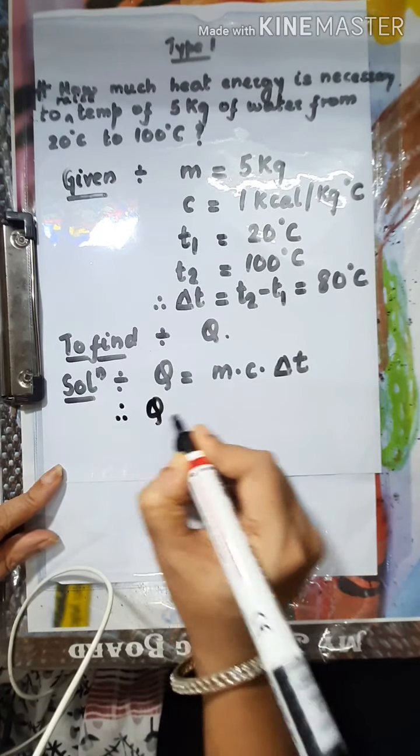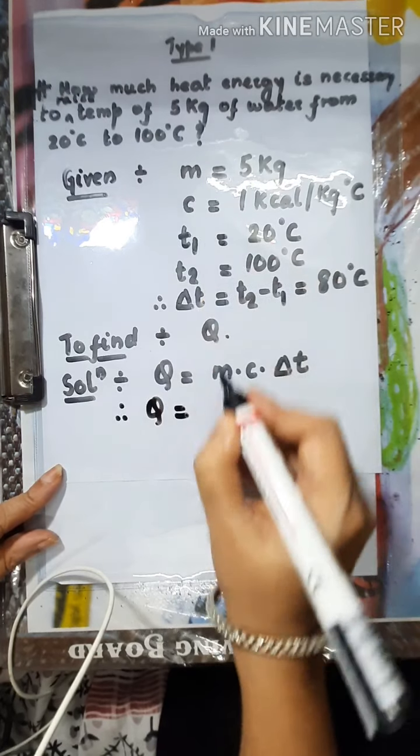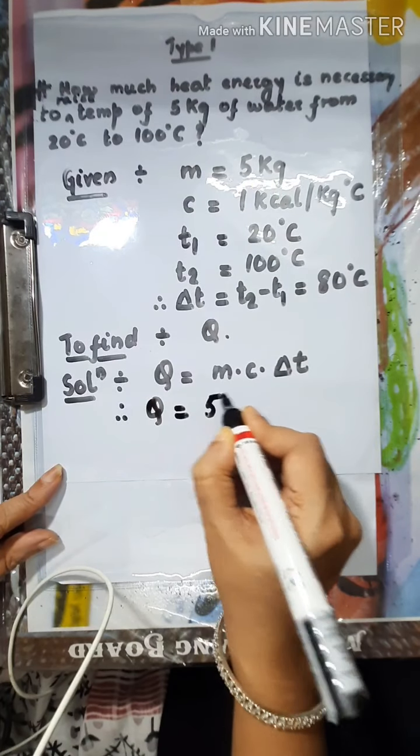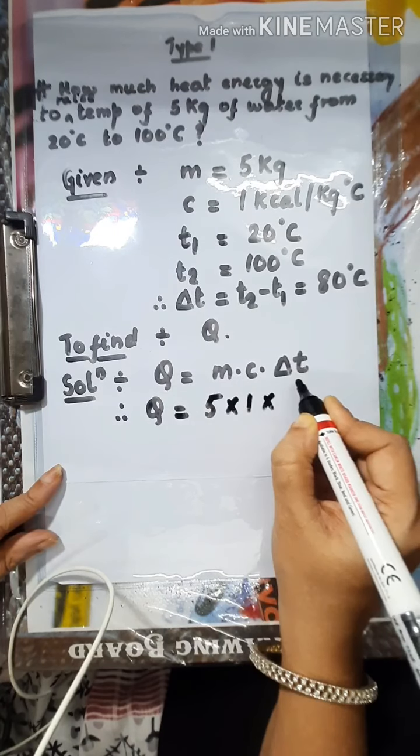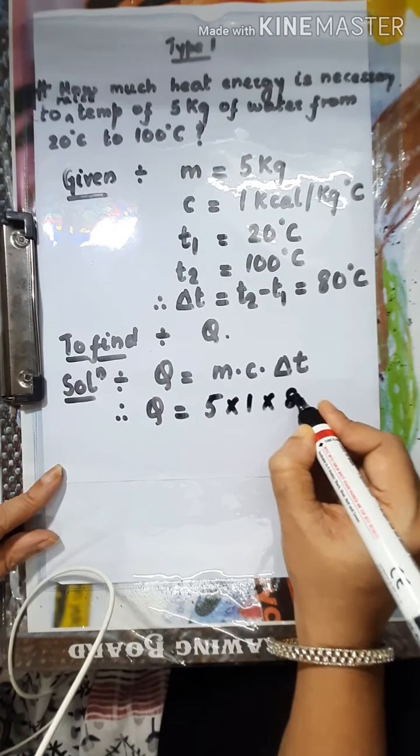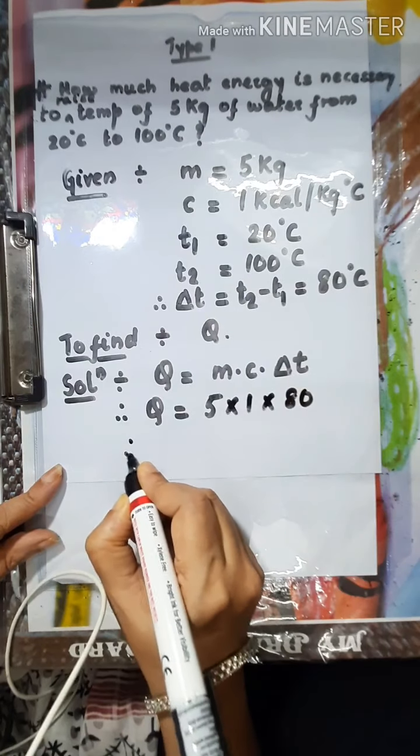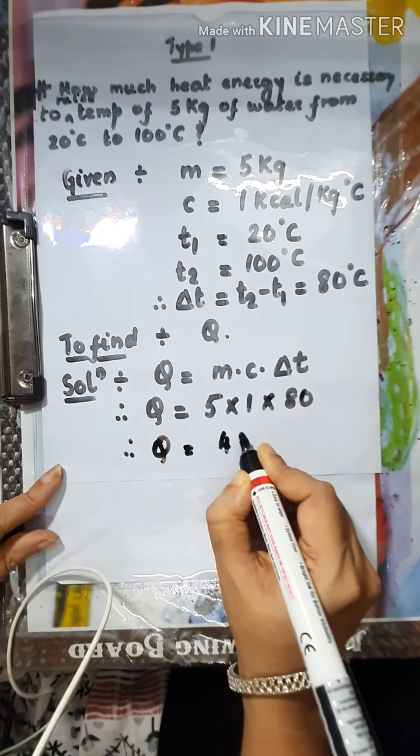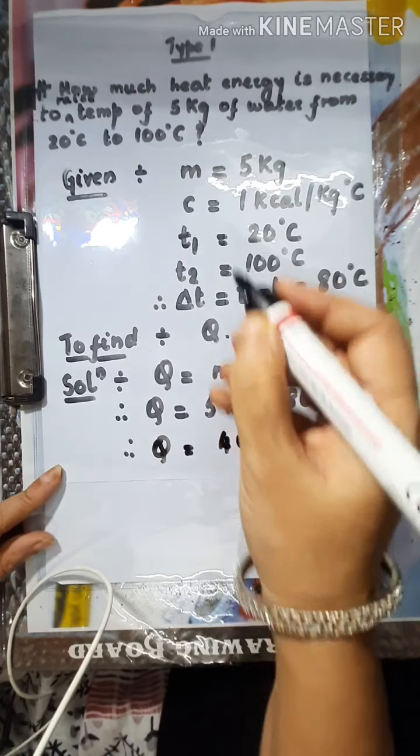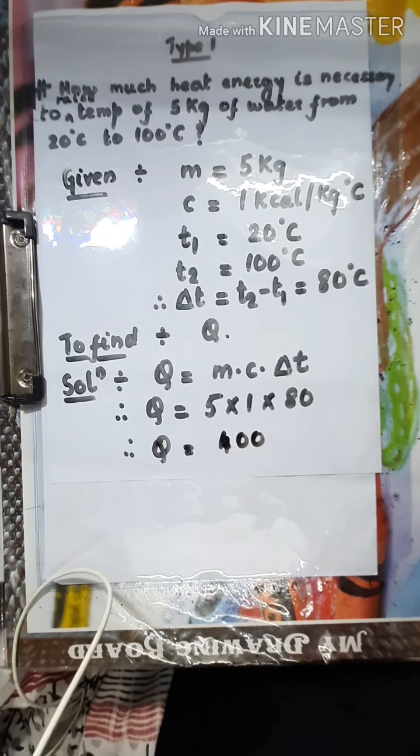Therefore, Q is equal to mass of the water is 5, C is 1 multiplied by delta T is 80. So, therefore, Q is equal to 400. Okay, it is the energy required.